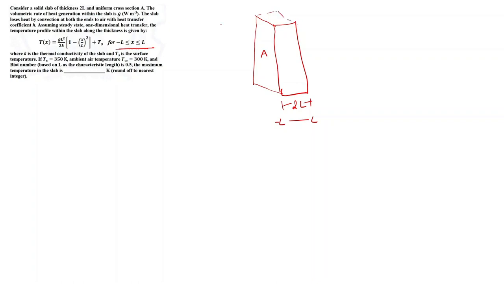And the volumetric rate of heat generation is G dot. So this is my volumetric rate of heat generation. The slab loses heat by convection at both ends to air, so here we have air, and at both ends the heat transfer coefficient is h. Again, Ts is the surface temperature, given as 350 Kelvin, and the ambient air temperature T infinity is given as 300 Kelvin.